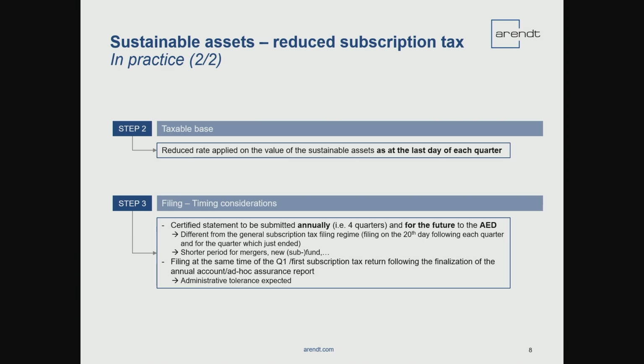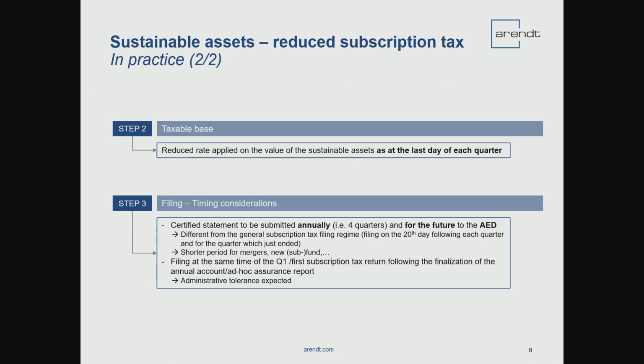And that is, as I said, kind of different to the general filing of subscription tax, where you usually look backward. You will file for the previous quarter by the 20th day following that quarter. So for instance, you need to file by 20th of April for the first quarter. Now, the certified statement needs to be filed at the same time with the first subscription tax return following the finalization of the annual report, and will need to be packed together and filed together via MyGuichet in that regard.